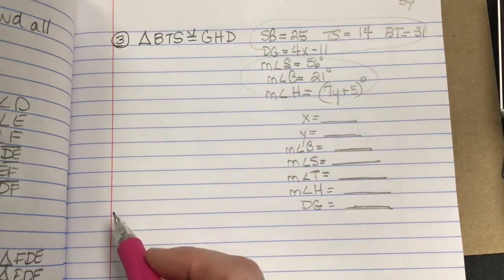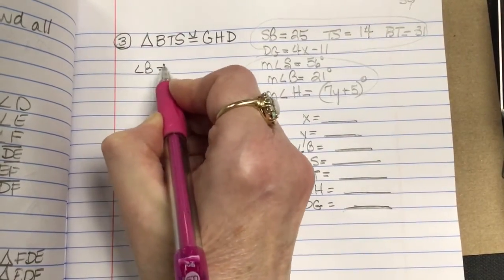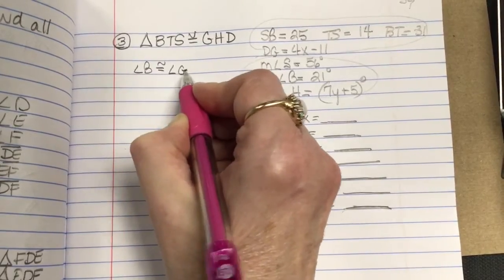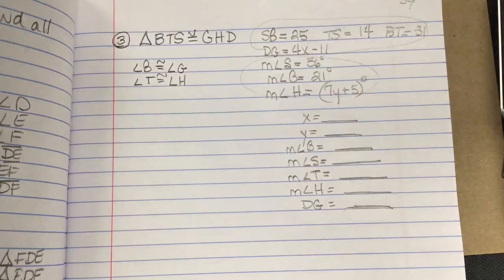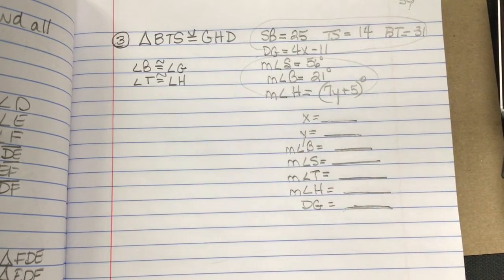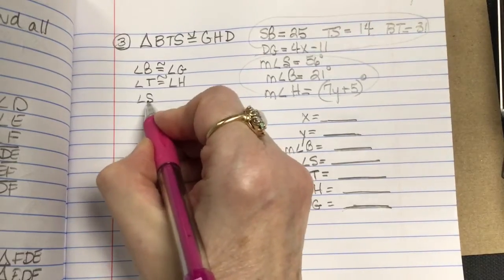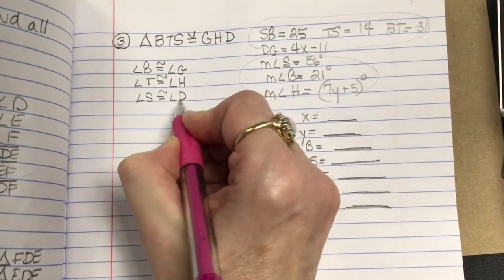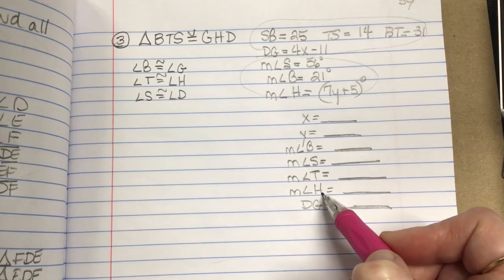You can freehand it. But I think if we just match them up, if we say angle B is congruent to angle G, angle T is congruent to angle H. Now, you might not do all this in your classwork, but it kind of helps you organize it in your head for your notes. And then angle S is congruent to angle D, because we want to know several of these. Now, let's see which ones we know.